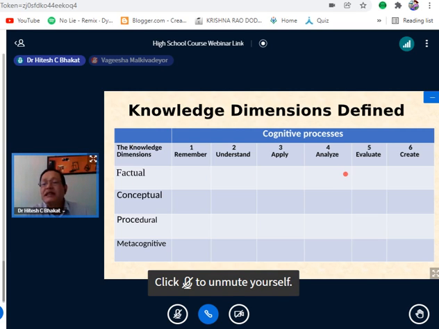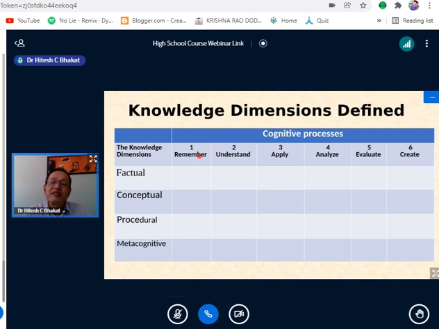All right. Textual knowledge, evaluate it. All right. Textual knowledge, create it. Okay, something like this. So this is a new aspect. Earlier we said KCSA: knowledge, comprehension, application, analysis, and evaluation. Now we call them remember, understand, apply, analyze, evaluate, and create.